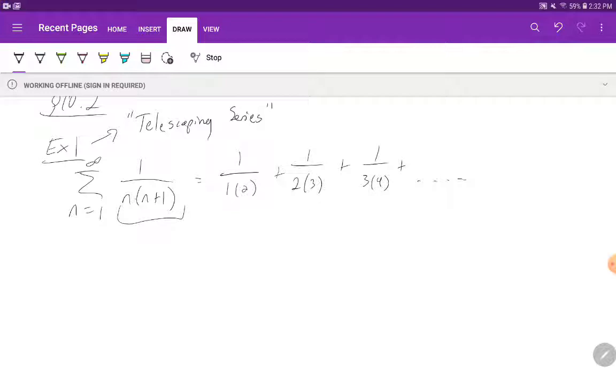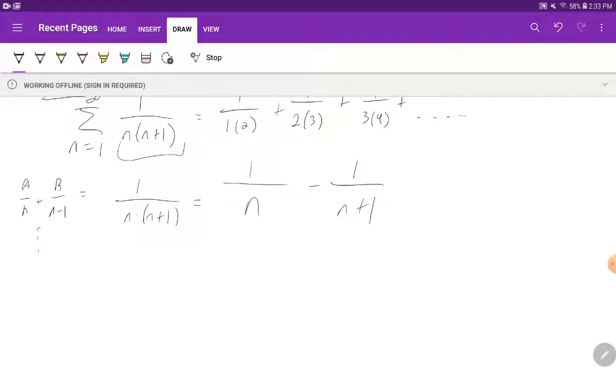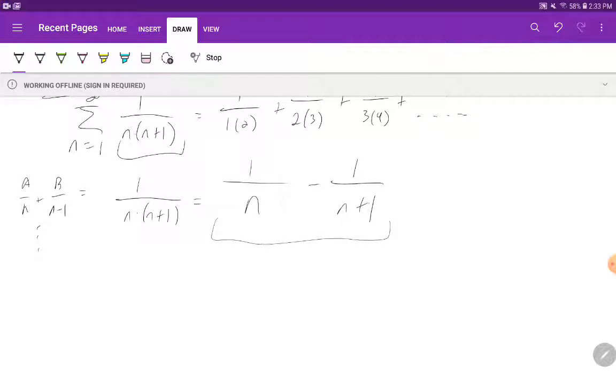In fact, we learned how to rewrite this. Hopefully you guys see it. It's partial fractions, isn't it? This is the same thing as 1 over n minus 1 over n plus 1. If you don't believe me, you can do the partial fractions on your own, the whole a over n plus b over n plus 1, you choose your n's and so on. I promise you get to this answer. And now that it's in this form, we can rewrite this as 1 over n minus 1 over n plus 1.